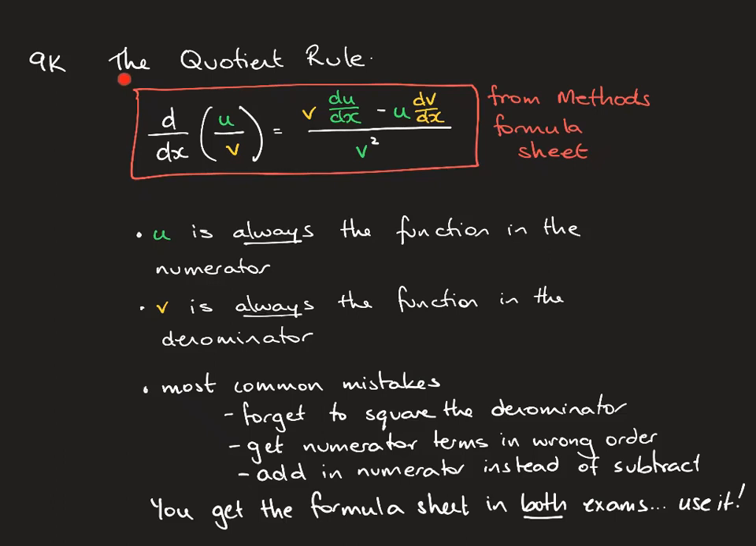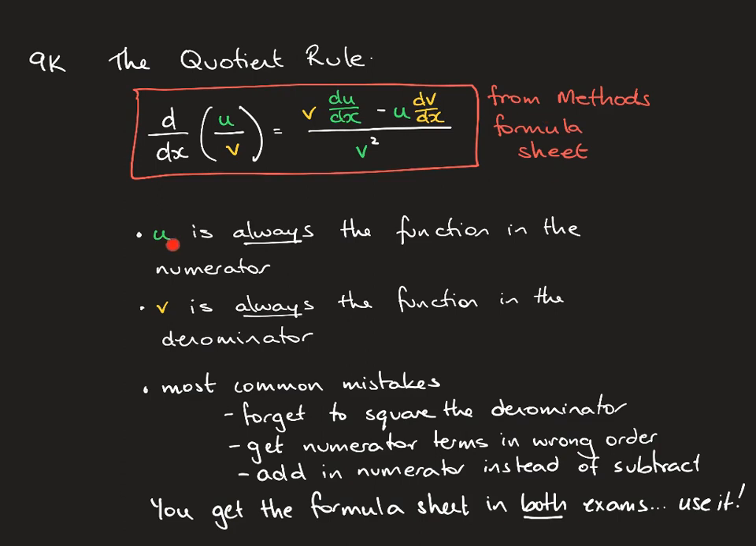So in this rule, I want to introduce you to what we know as the quotient rule. The quotient rule is the pattern that you use when you're trying to find the derivative of a function which is a smaller function divided by another smaller function. And this is the pattern that we use, and this is the pattern from the formula sheet.